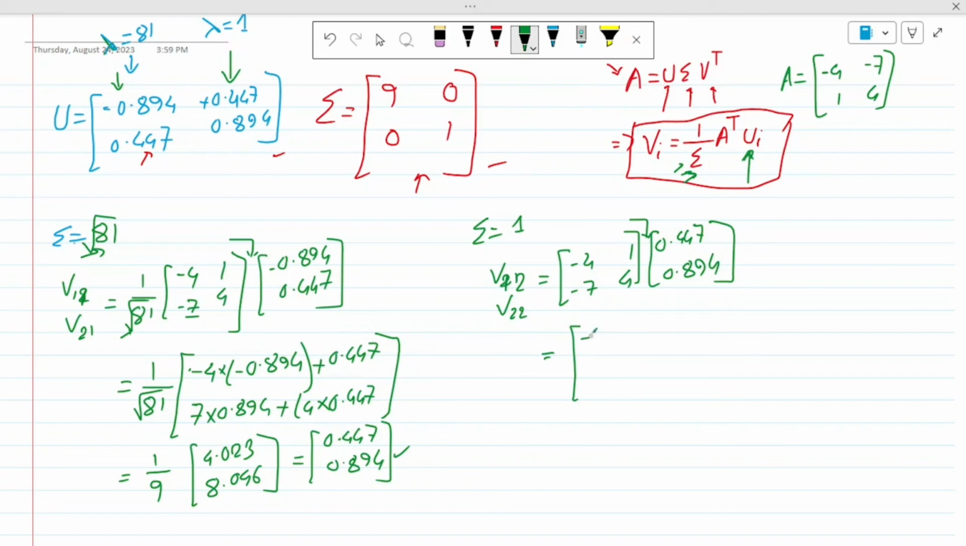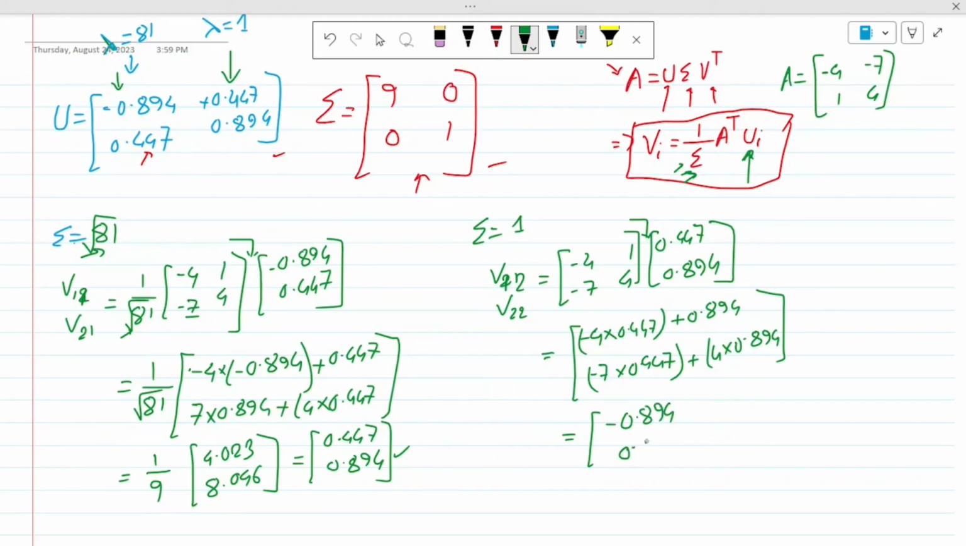You will have minus 4 into 0.447. So this is the first part. Then plus 1 into 0.894. Similarly, minus 7 into this value, minus 7 into 0.447, plus 4 into 0.894. So now if you simplify this, you will get a simplified vector of minus 0.894, and here you will get 0.447. So now we got the final V matrix.